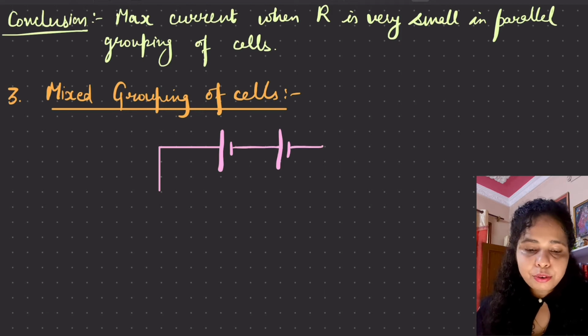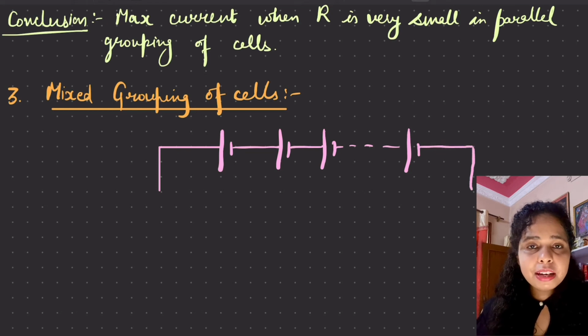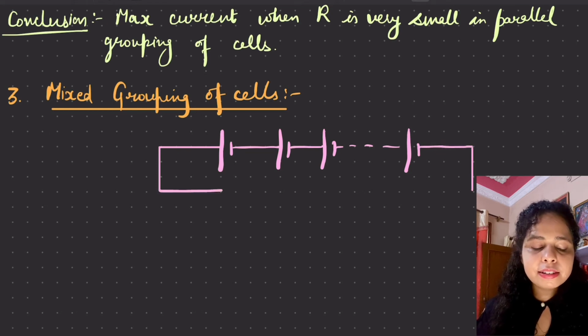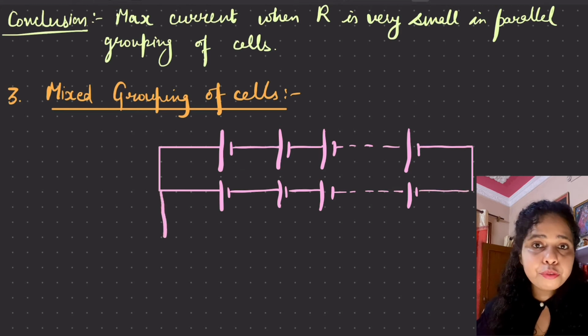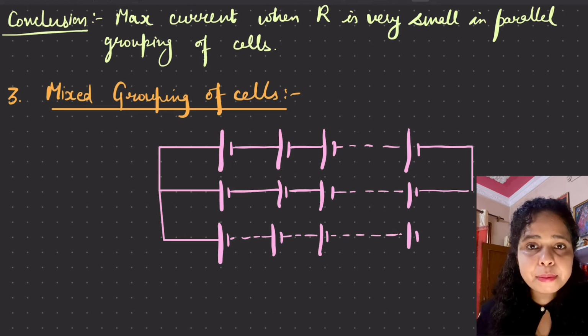Similarly, in the second row we have n number of cells, each of EMF E and internal resistance small r. Similarly, in the third row we have n number of cells, each of EMF E and internal resistance small r, and so on. We have m number of rows. So let us complete the m rows.